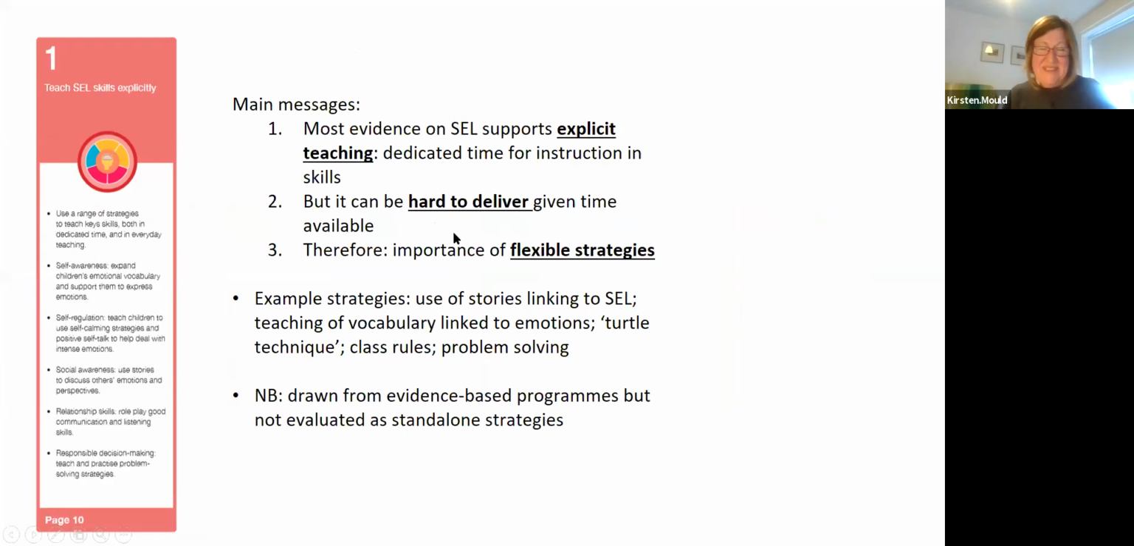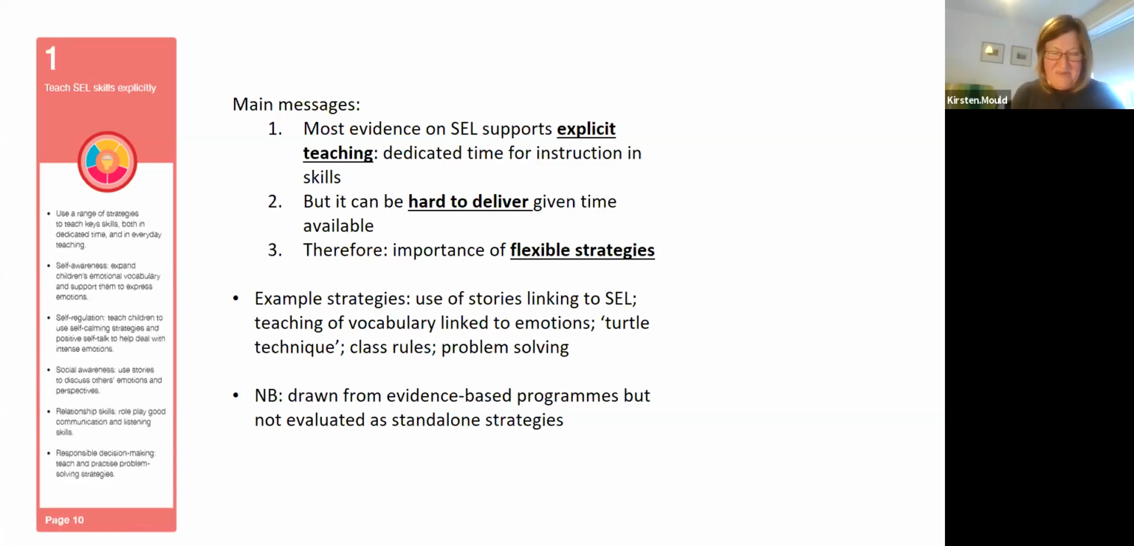So the first recommendation is around teaching SEL skills explicitly. Often schools report about them being squeezed into the margins of the timetable, and it's an extra thing for teachers to do. But actually dedicating time for instruction of these skills can be hard to deliver, but it's really important, therefore, to look at flexible strategies, look at teachable moments.